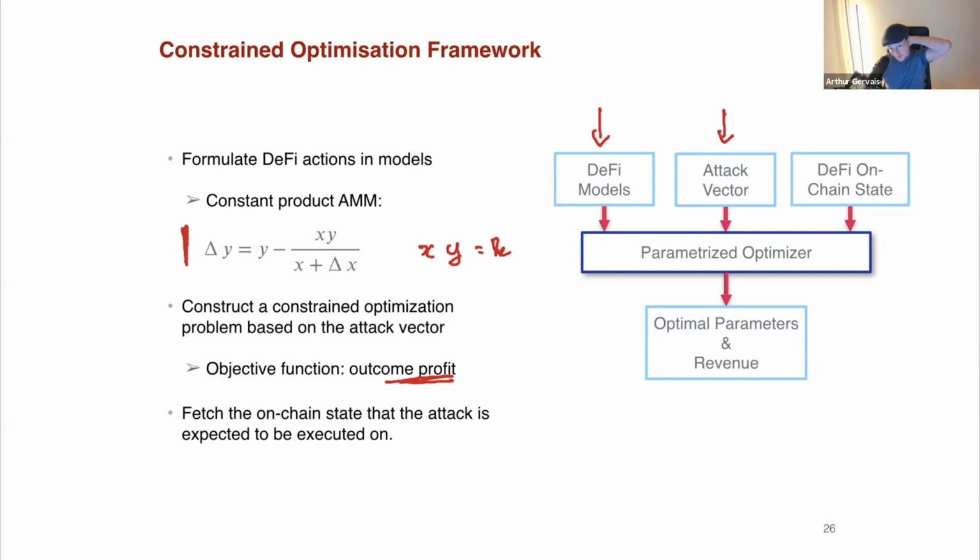We actually have a paper on how to find these attack vectors in an automated way, in a nearly real-time automated way, which I won't go much further into, but I think I referenced it in the lecture notes. So once you have the attack vector, you fetch the DeFi on-chain state, you resolve the optimal parameters, and then you perform a concrete execution on the particular blockchain state that you're testing to validate your hypothesis.